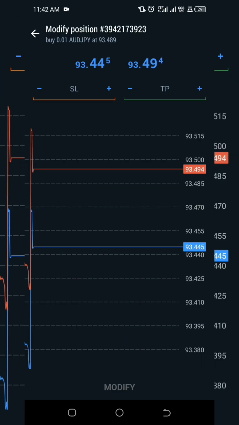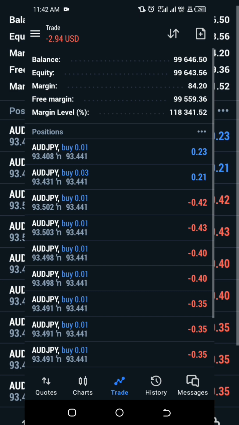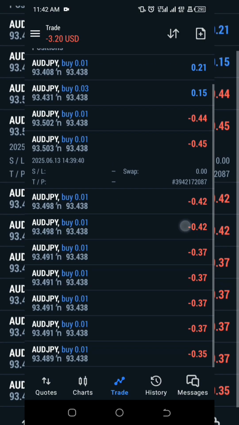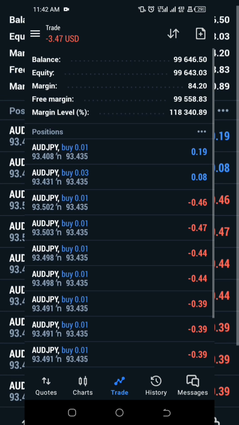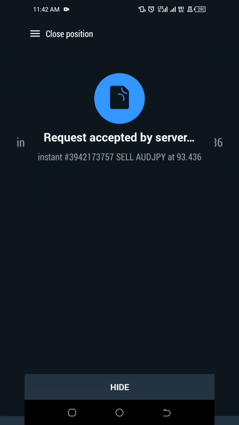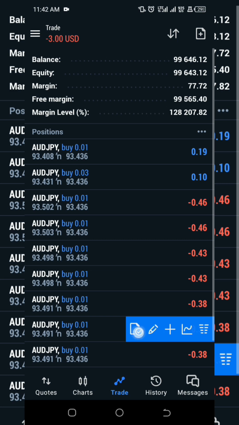There is something that you can do. We come to these three lines here: close profitable position, close losing position. I don't want to close all. If you are in a winning trade and the money is big, that's when you can do this. But this one I want to be doing manually so that I get to teach you guys.